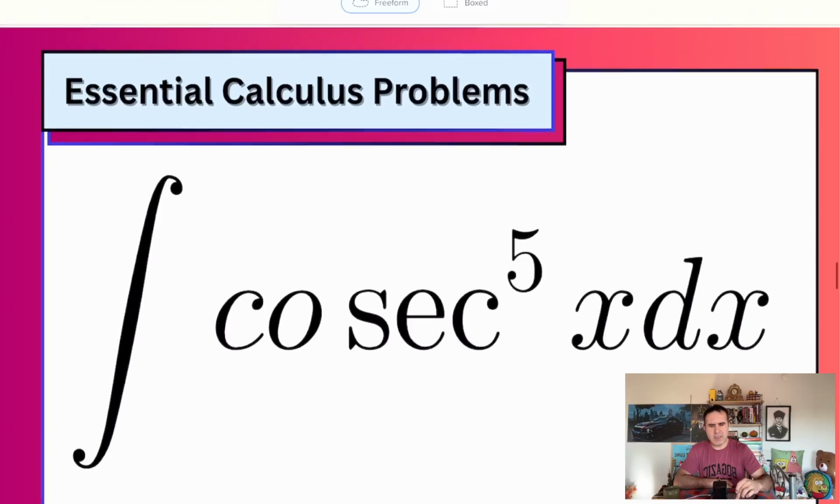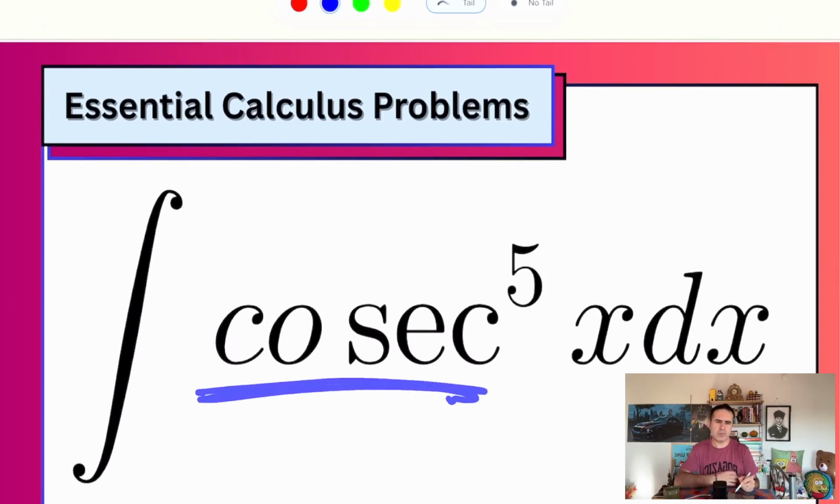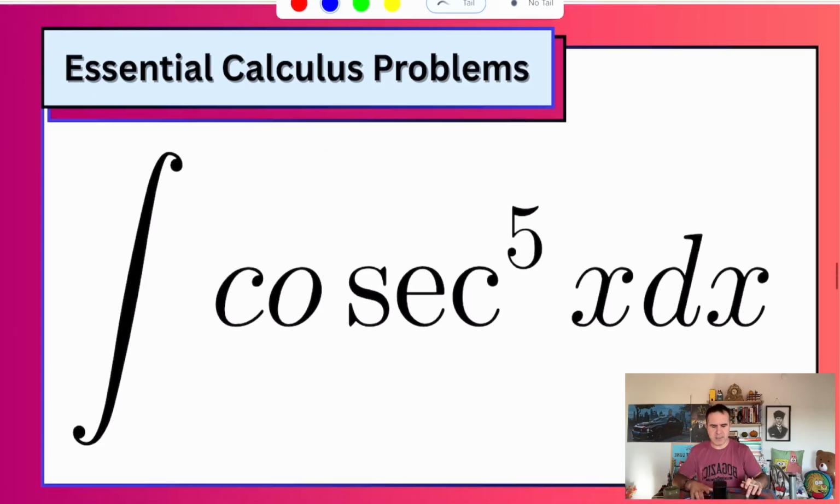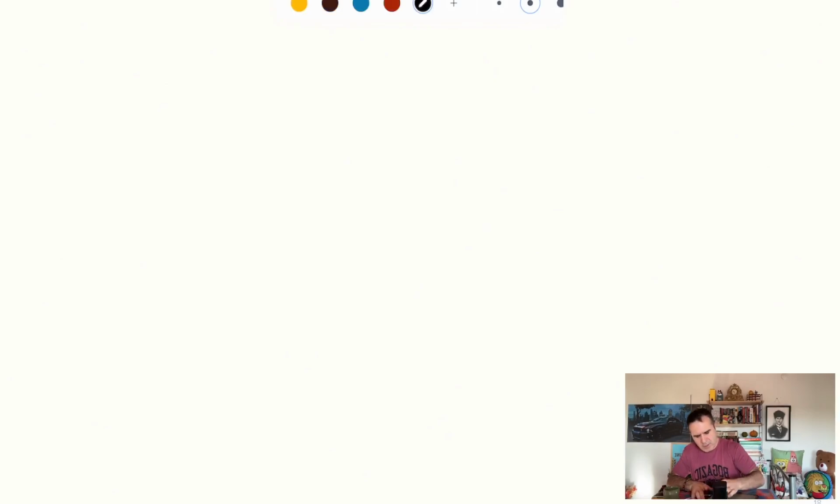Hello everyone. In this lecture of the Essential Calculus Problem Series, we will solve the integral of cosecant to the power of 5x dx. Let's write the integral here again. Cosecant to the power of 5x dx.